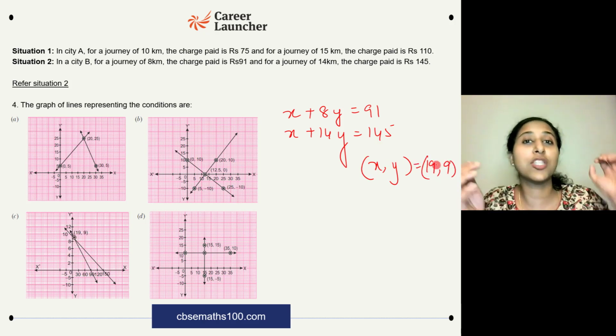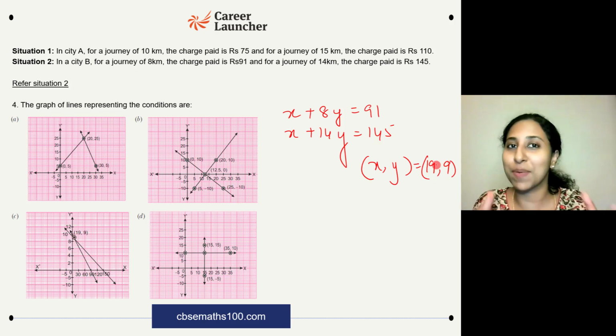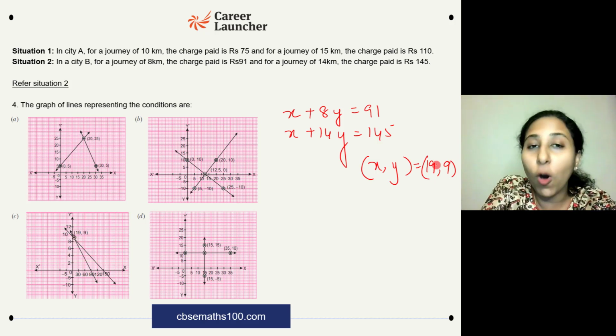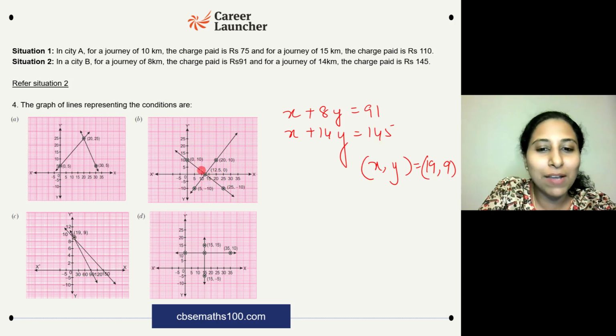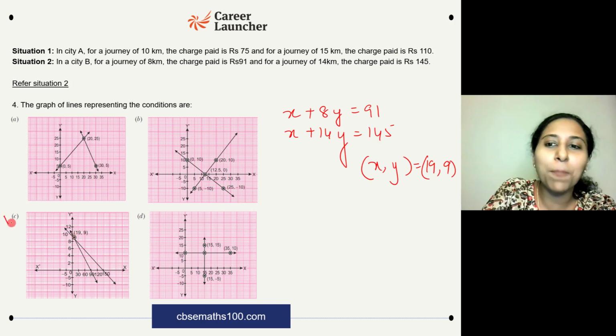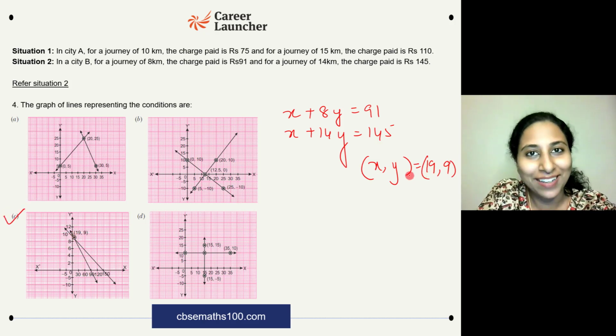All you need to do is check where the solution of the equations becomes 19, 9 according to these graphs. If you look at all the options, look at the point of intersection. Here 20, 25. Here it would be 12.5, 0. Here this point is not specifically mentioned. It would be 15, 10. And here the point is 19, 9. So option C is the option where these coordinates are matching. That has got to be the answer.